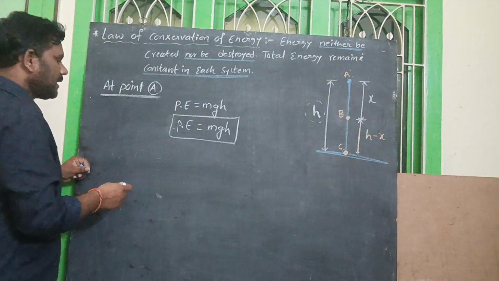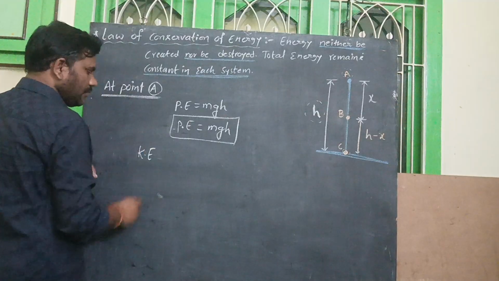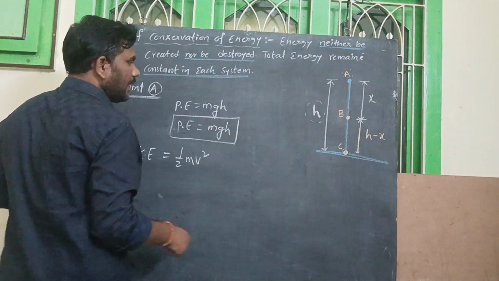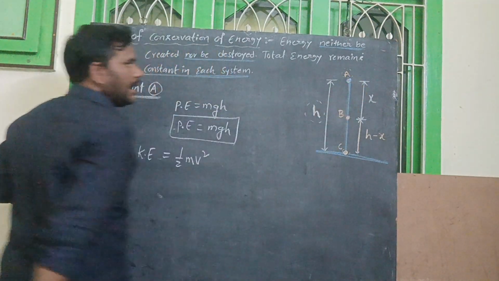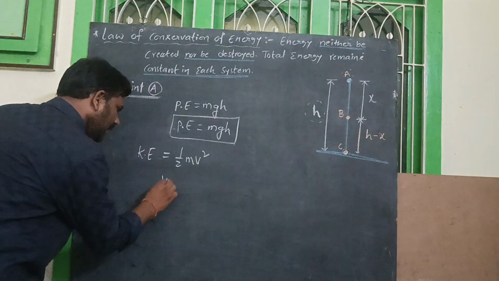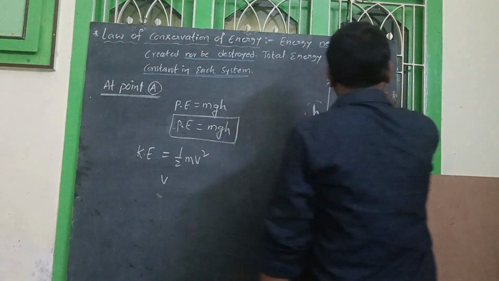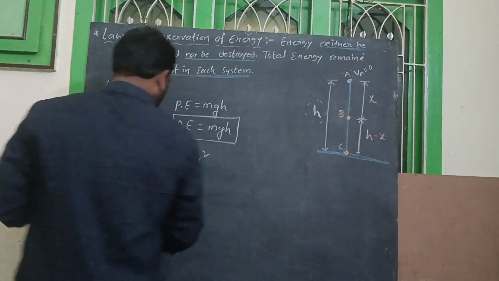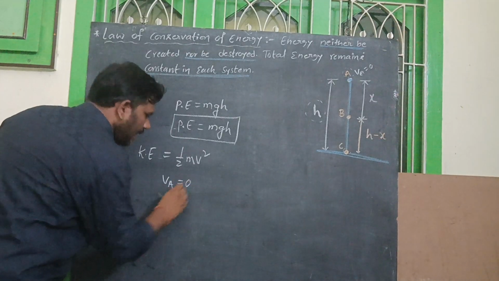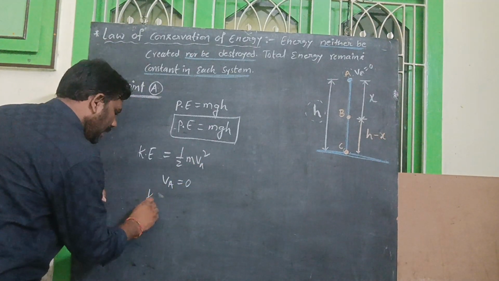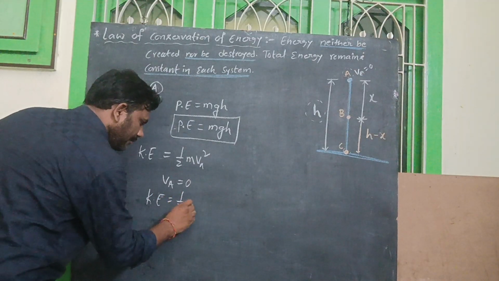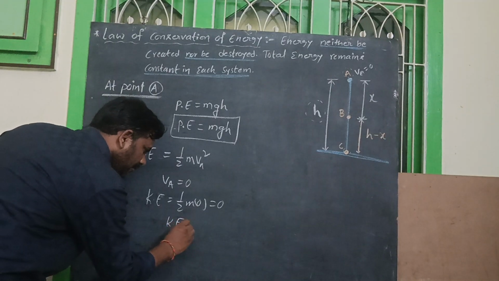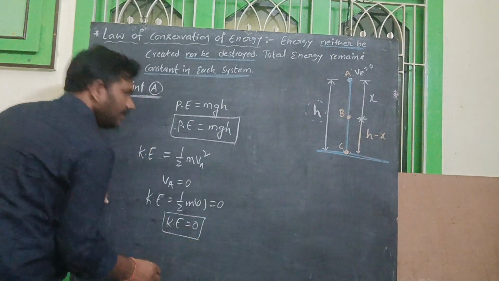Next we find out the kinetic energy. The kinetic energy formula is half m v square. So here we find out the velocity at point A. Initially at point A, the velocity is going to be 0, so we can write VA is equal to 0. We can write the kinetic energy is equal to half m into 0. Then 0 into anything is 0. Then kinetic energy is equal to 0.